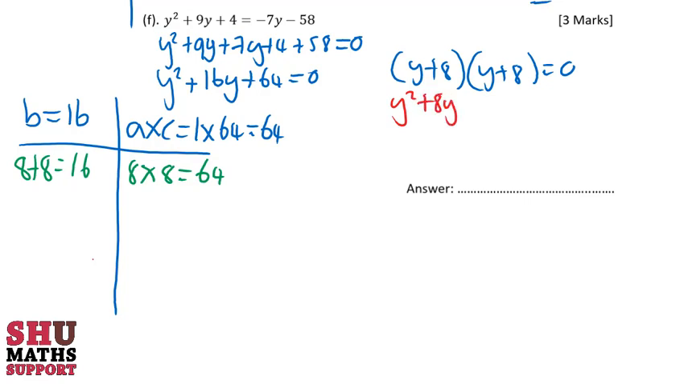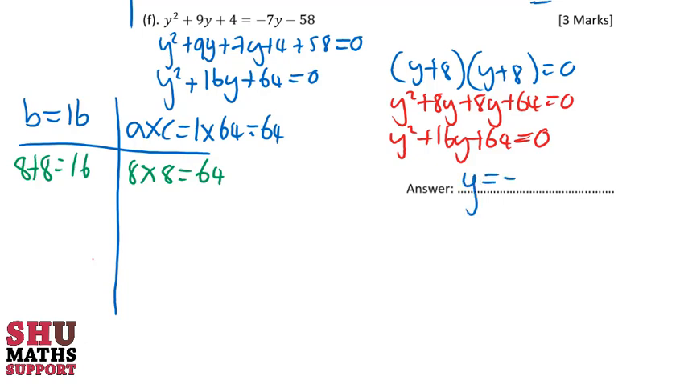So we've got y squared plus 8y plus 8y plus 64 is equal to 0. So that gives us y squared plus 16y plus 64 is equal to 0. And obviously we know that our factorised version can just be written as y plus 8 all squared is equal to 0, because we're just going to have one value of y. And this is where y is equal to minus 8.